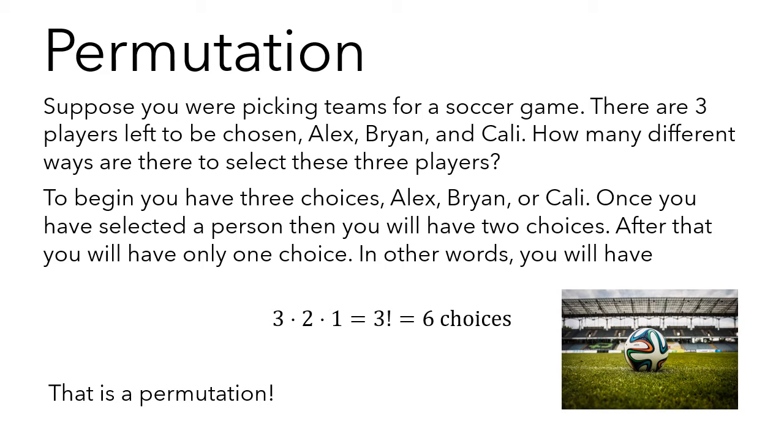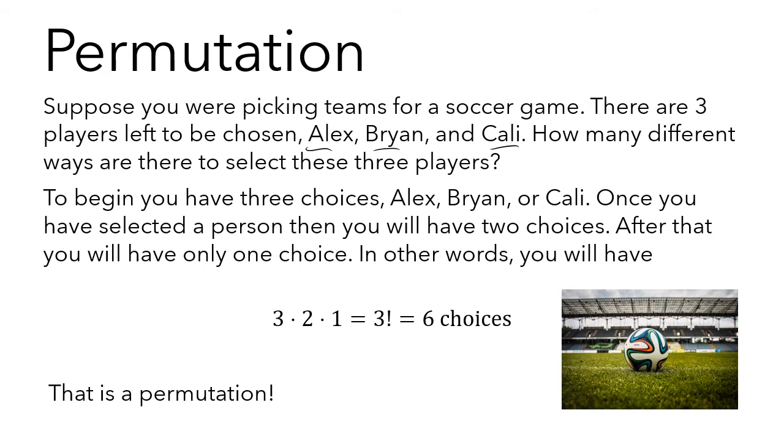So suppose you are picking teams for a soccer game, and there are 3 players left to be chosen: Alex, Brian, and Callie. How many different ways are there to select these 3 players? So this is a question we're wondering about.